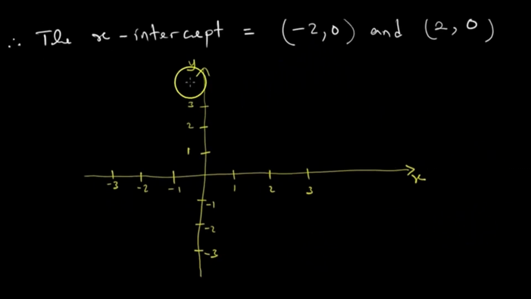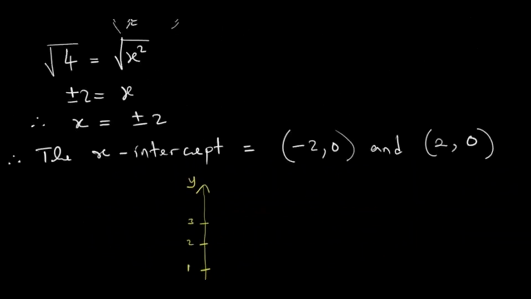Here we first plot our x-intercept points. When x is minus 2, y is going to be 0. So this is a point like this. Maybe if I put it in a different color, it will be more visible. So the point is this. Then when x is equal to 2, y is equal to 0. So this is another point like this.